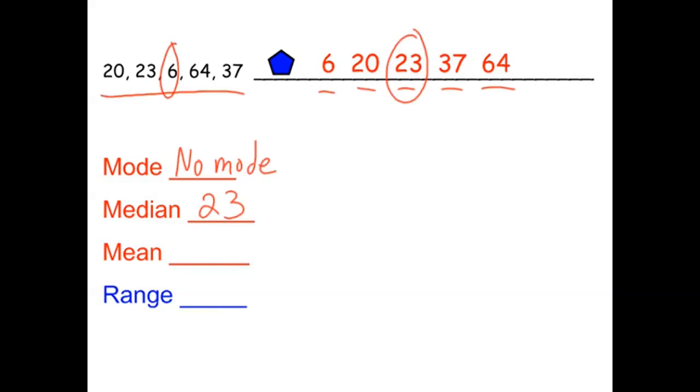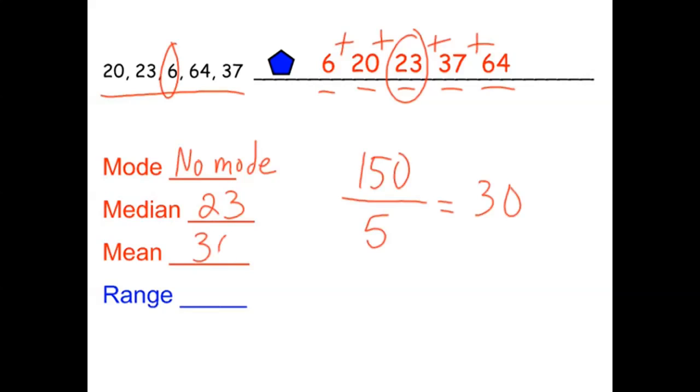Now the average: if we add up all these 5 numbers, we had 6, 20, 23, 37, and 64, that would add up to 150. And we would divide by 5 because there are 5 numbers in our data set. So our mean, or our average, would be 30. And the range is really easy to find. Again, because all the numbers are in order, it makes it easy. We take our highest piece of data, which is 64, and subtract our lowest, or smallest, piece of data, which is 6, and that would be 58.